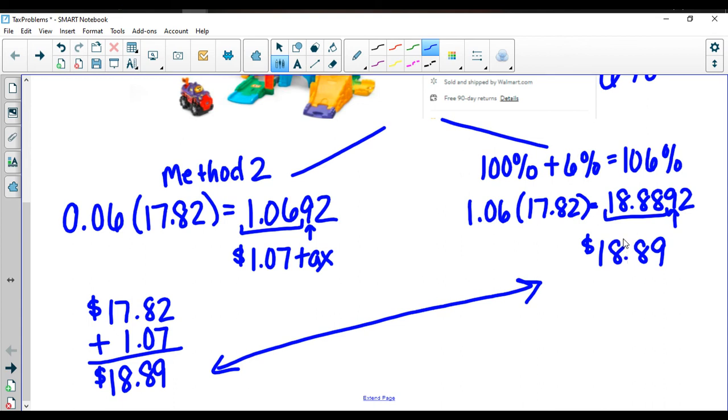If you actually want to know how much your sales tax is, you want to go ahead and follow method number, this should have been one, so you could actually figure out the tax amount, and then this over here just gives you the final value.